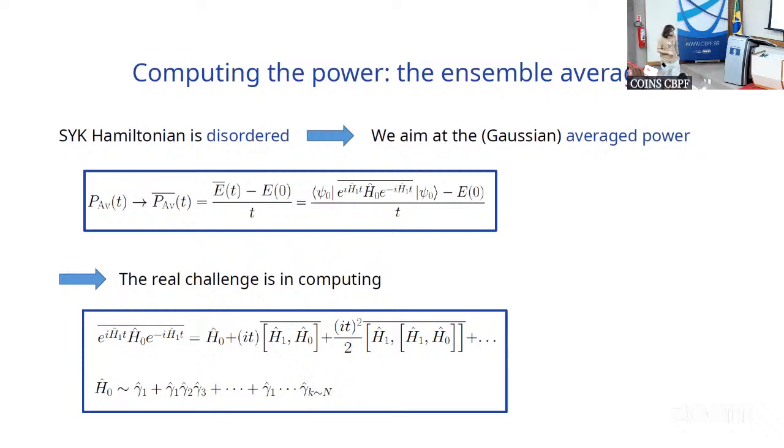BCH expansion and it can be written as a set of nested commutators, doing all the gymnastics, in which our H naught, roughly speaking, is gamma 1 plus gamma 1, gamma 2, gamma 3 plus gamma 1 up to gamma k, proportional to n. So let's see how to do it. And this is the moment in which Francisco entered the game and made his contribution.